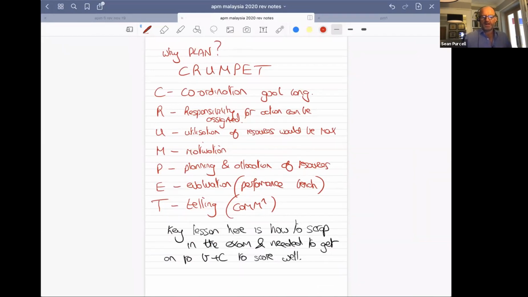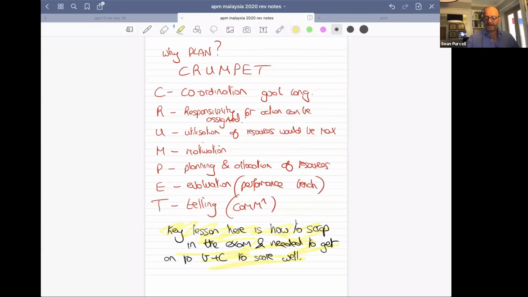If we understand what's going on, we're able to evaluate performance more easily. We're able to communicate to people what's around the corner. There's only 6 marks there, but there's lots. My point is, if you looked at the question, the key lesson there is never ever give up. How to scrap in the exam.